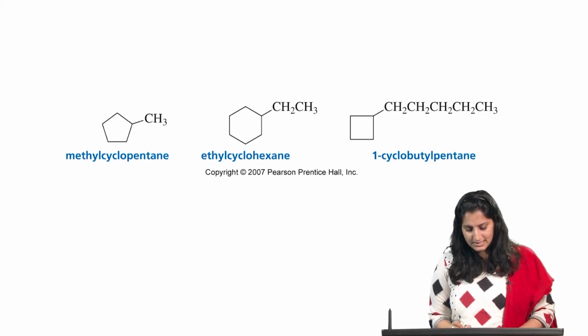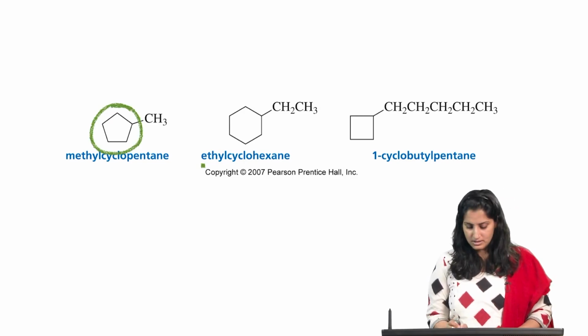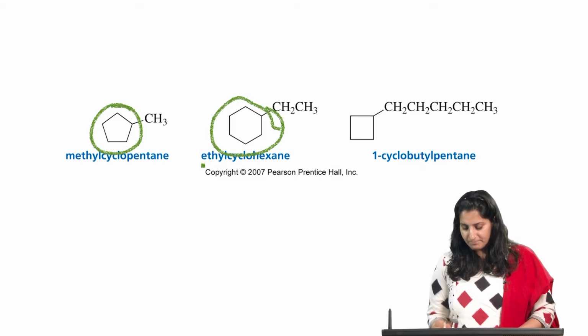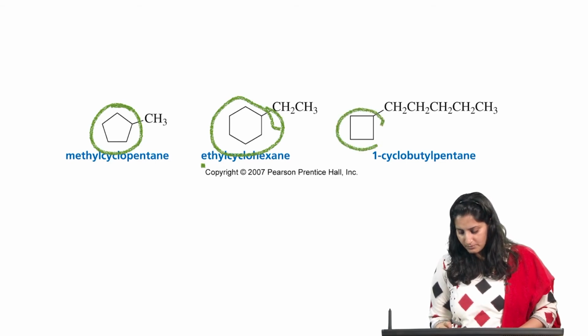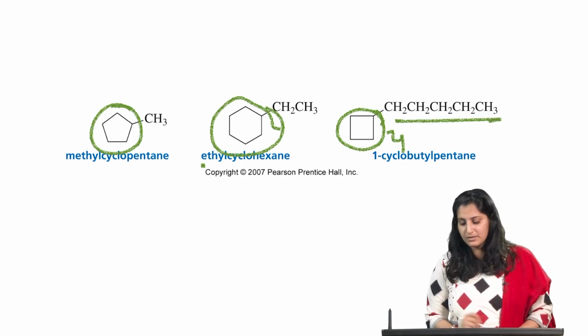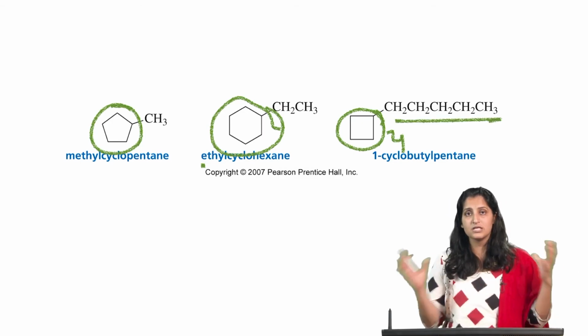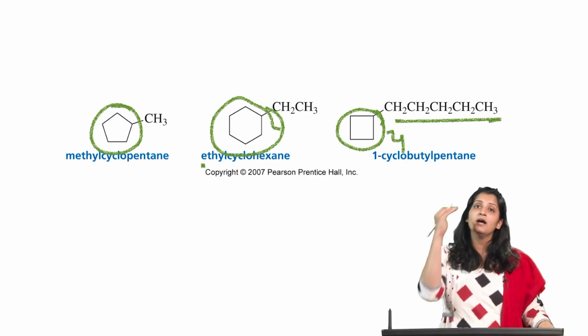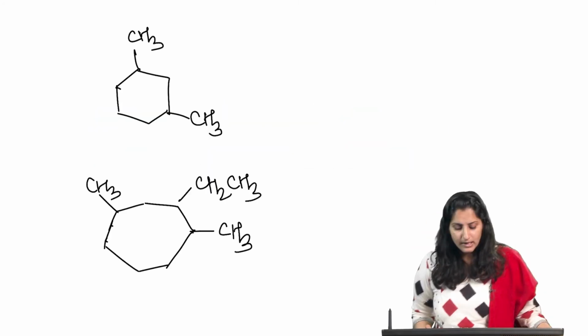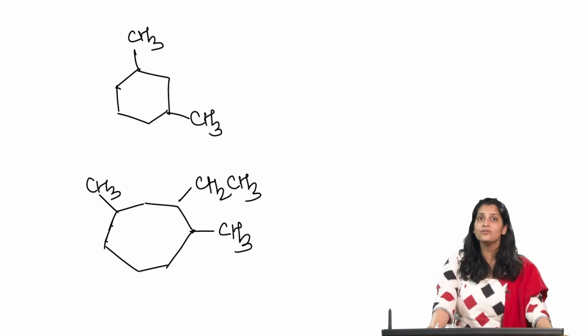You have methylcyclopentane, again because cyclopentane has more number of carbons. This will be ethylcyclohexane. Okay. Now, in this case there are 4 carbons in the cycloalkane part, but there are 5 carbons in the pentane part or the substituent part. So, this will be 1-cyclobutylpentane. Okay. Now, let us look at the second rule of naming cycloalkanes.